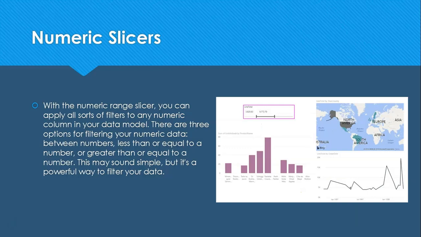With the numeric range slicer, you can apply all sorts of filters to any numeric column in your data model. There are three options for filtering your numeric data: between numbers, less than or equal to a number, or greater than or equal to a number. This may sound simple, but it's a powerful way to filter your data.